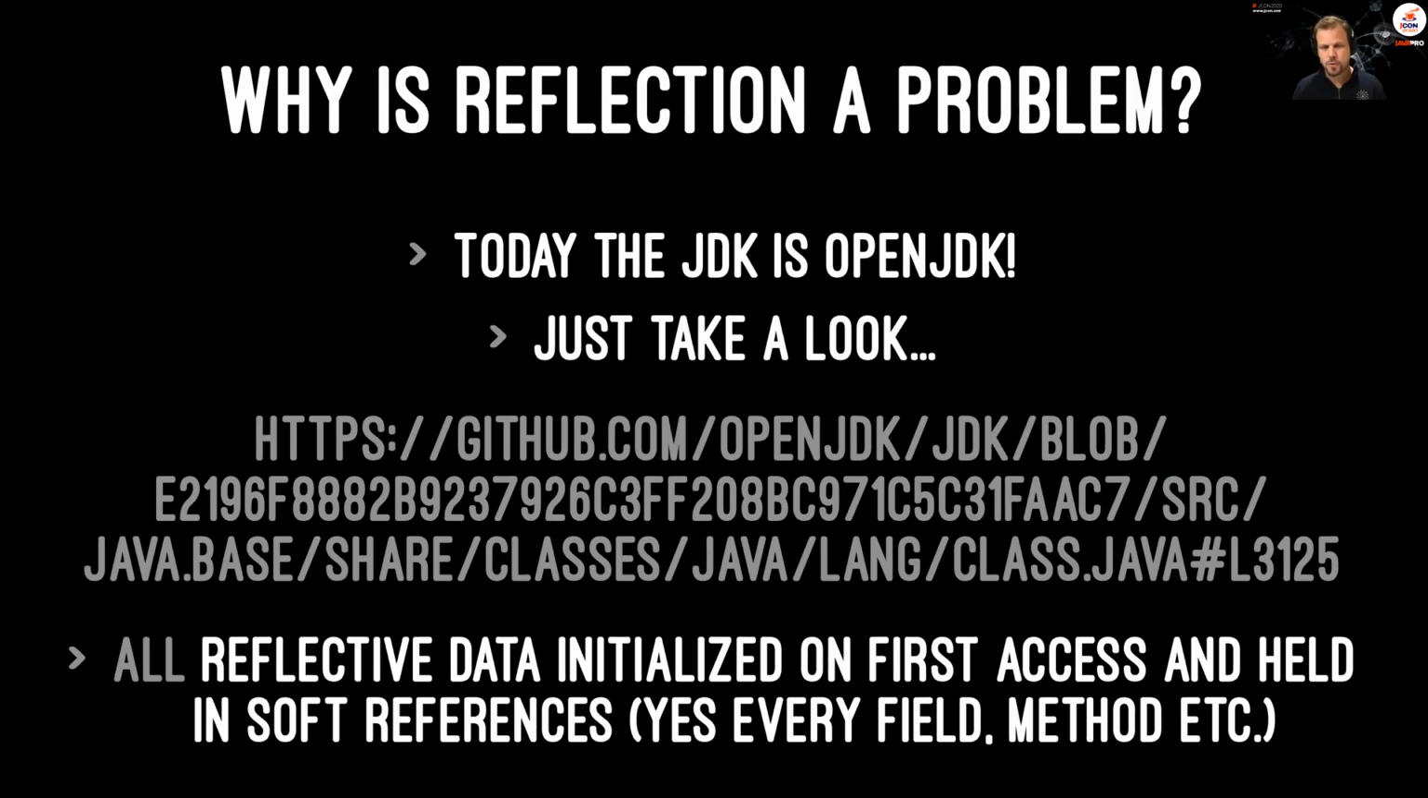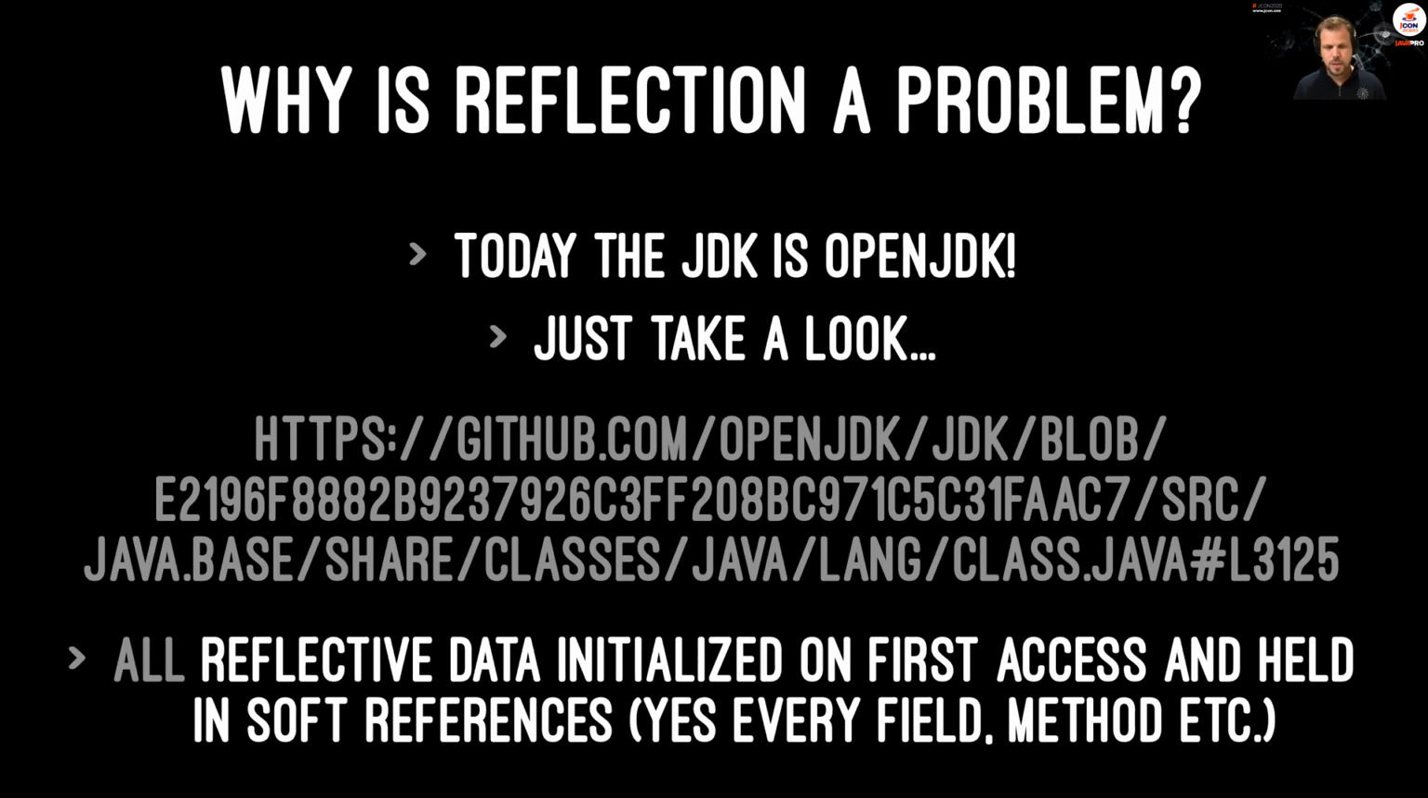So all of these problems, and some of them, for example with reflection, are easy to understand. If you look at reflection today, the Java virtual machine and JDK are all open source, and they're all on GitHub. So you can navigate to the source code of the JDK, go to the java.lang.Class file, and look at how our reflective data is accessed. And if you look at how reflective data is loaded, essentially as soon as you access any reflective data for the first time on a class, whether it be a field, a constructor, or a method, all of the reflective data for that class is initialized and stored in what's called a soft reference.